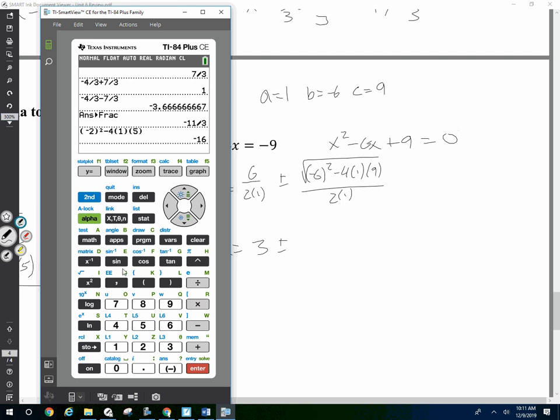Make sure you put negative 6 in parentheses so that you don't make this mistake of your calculator telling you that negative 6 squared is negative 36. You know that's not right. Negative 6 times negative 6 is positive 36. Minus 4 times 1 times 9. 4 times 9 is also 36. So I get 0. The square root of 0 is just 0.